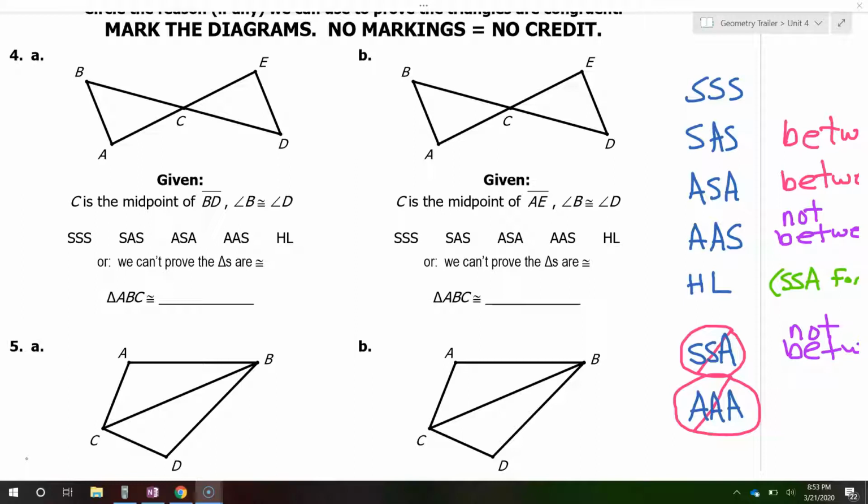Look at problem number 4a. First of all, we have vertical angles right here, so we know they will be congruent. When you have the x, that's vertical angles, showing that they are equal. Now, we have this extra piece of information right here. C is the midpoint of BD.